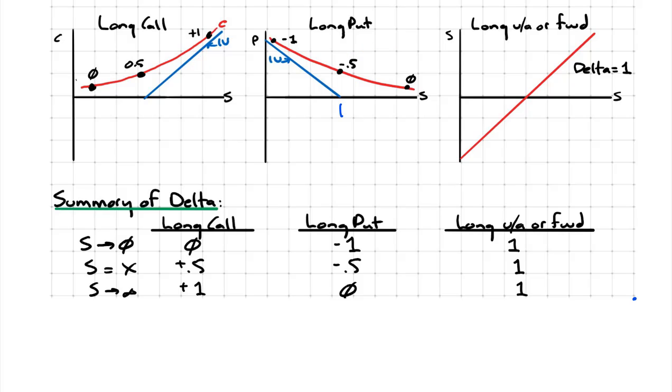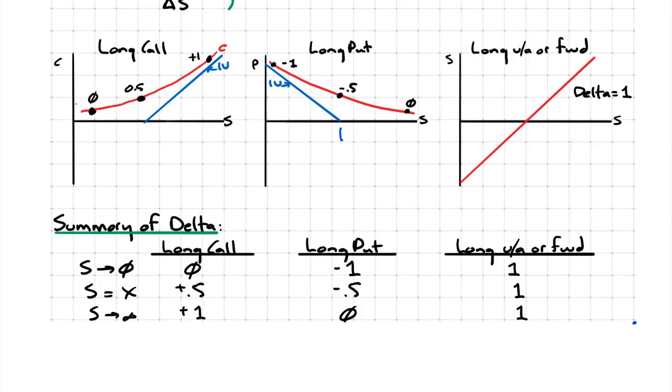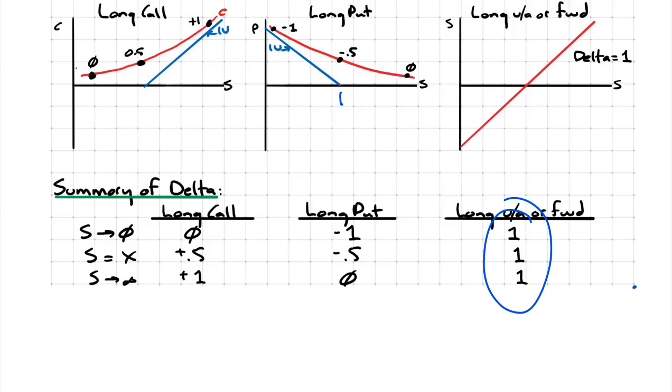And then finally, if you look at the long underlying asset or the forward on the underlying asset, these would exhibit a one-to-one relationship with itself. For example, the spot price has a one-to-one relationship with itself, and therefore the delta for the long underlying asset would be 1 at all points in the price of the underlying asset.